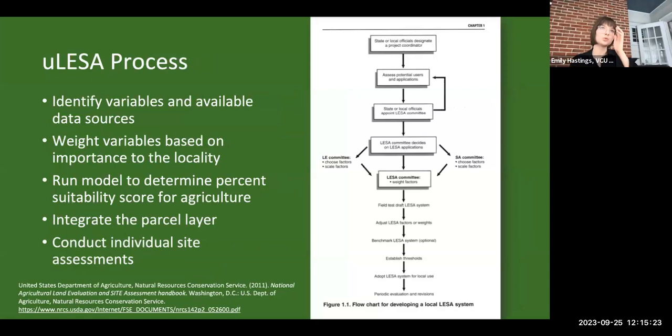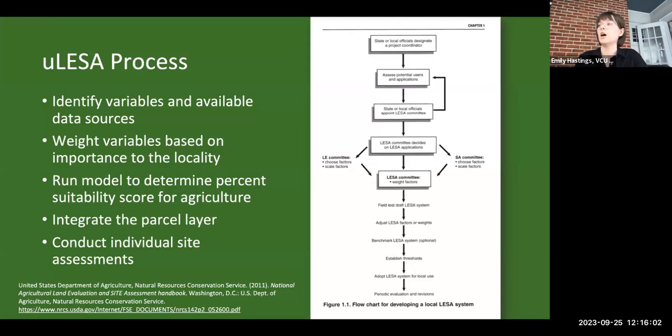So there's a process that ULISA takes that is very similar to traditional LISA. First we start with networking and working with our local partners to identify variables and available data sources within that locality. We work with them to see what their priorities are, and we integrate those into our model. Then the next step is weighting those variables, which is part of traditional LISA. So we sit down with a locality and we see what variables are the most important to that locality.